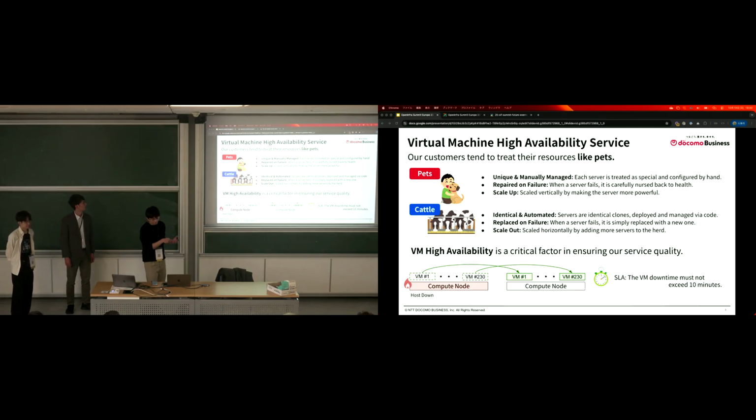Our hypervisor hosts up to 230 instances per node. So when a host fails, we need to evacuate 230 instances within 10 minutes. The problem in case 1 occurred while we were in the middle of testing to verify the quality standard.